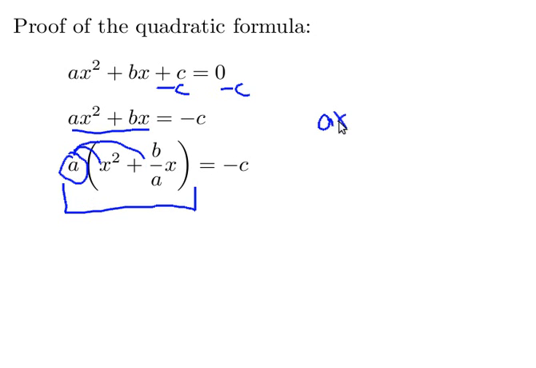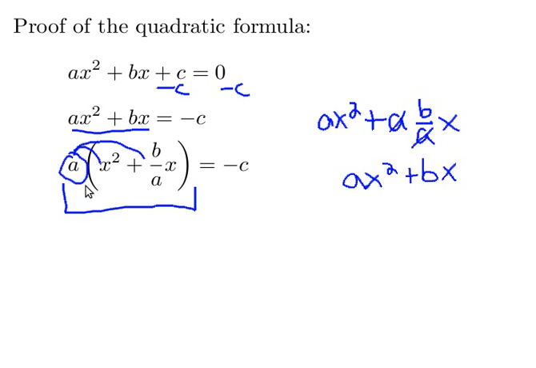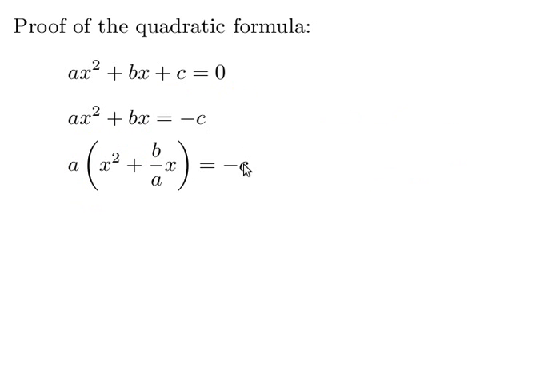So we'll have ax squared plus a times b over a x. So this a cancels with this a, and you'll get ax squared plus b over x. Not over, sorry, times x. So that means that a times x squared plus b over ax is equal to ax squared plus bx. Okay, now I'm going to go ahead and clear that off. And so now we have something that is almost a perfect square.